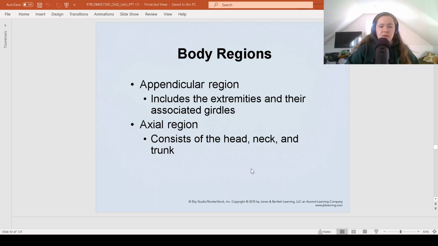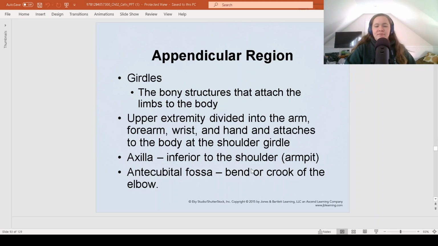Body regions. Appendicular region includes the extremities and their associated girdles. Axial regions consist of the head, neck, and trunk. Girdles are the bony structures that attach the limbs to the body. The upper extremity divides into the arm, forearm, wrist, and hand, and is attached to the body at the shoulder girdle.